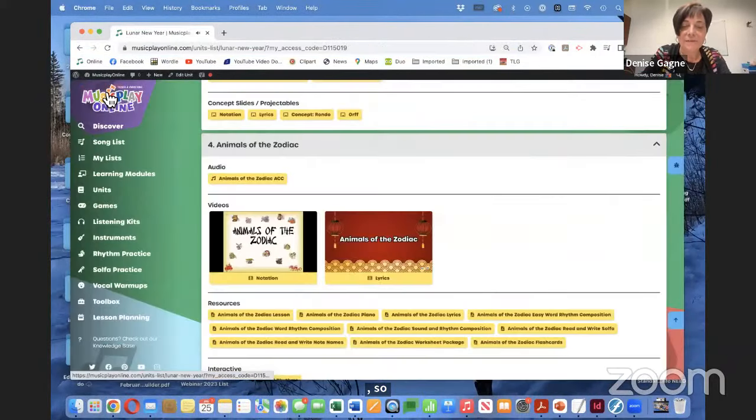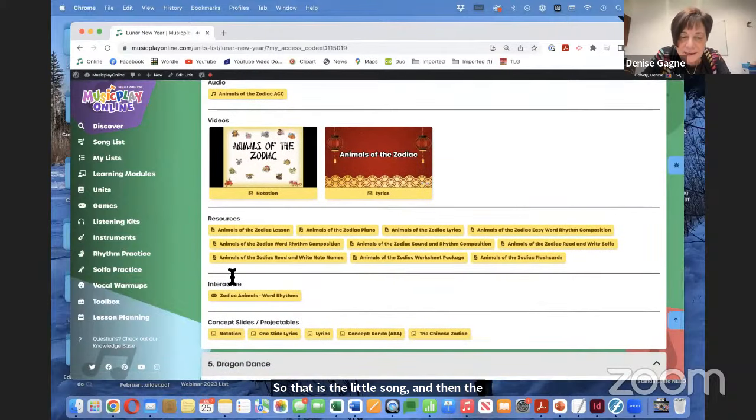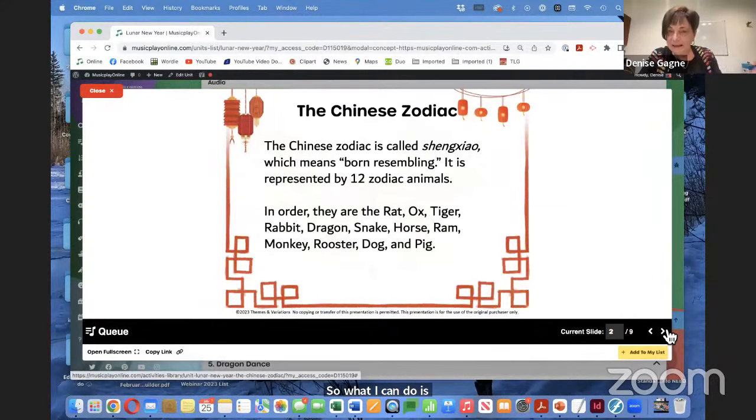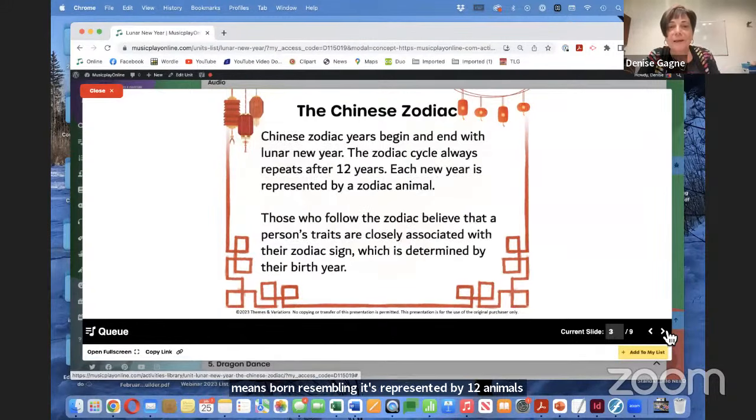So that is the little song. And then the activity that goes with it is, here's the concept slides. So what I can do is introduce the Chinese zodiac. I'm not even going to attempt the Chinese name, which means born resembling. It's represented by 12 animals, and there's the order. It begins and ends with each Lunar New Year. The zodiac cycle always repeats after 12 years.